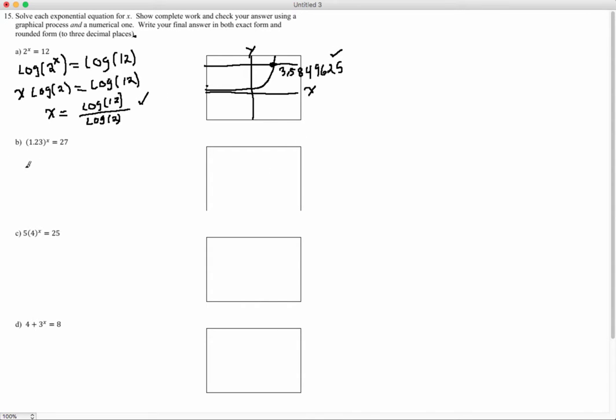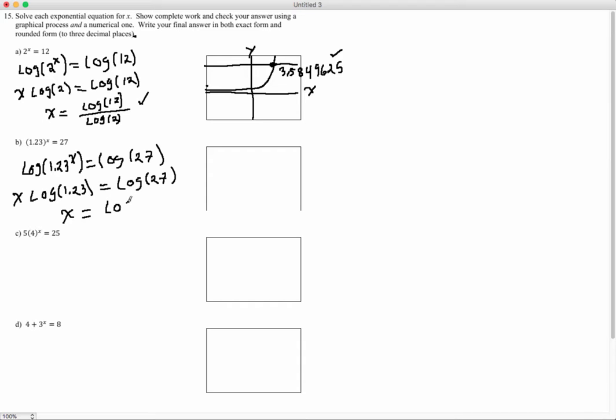All right, let's do this on part B here. So we've got log of 1.23 raised to the x power is equal to the log of 27. So bring that x out front, and we get x times log of 1.23 is equal to the log of 27, and then divide both sides by log of 1.23, and we get x is equal to log of 27 divided by log of 1.23. Okay, cool.